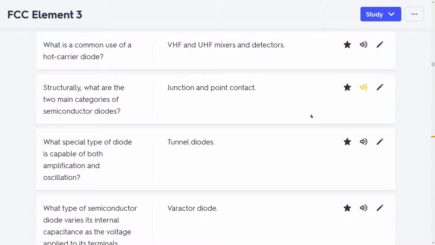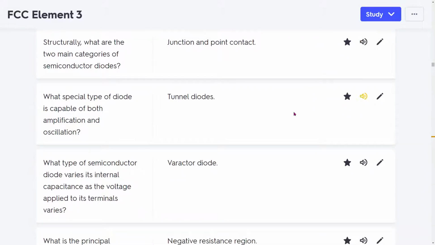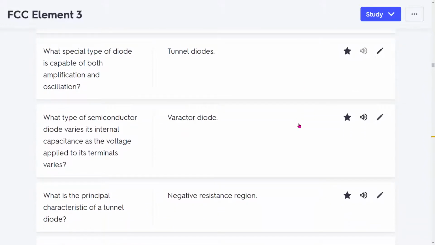Structurally, what are the 2 main categories of semiconductor diodes? Junction and point contact. What special type of diode is capable of both amplification and oscillation? Tunnel diodes. What type of semiconductor diode varies its internal capacitance as the voltage applied to its terminals varies? The reactor diode.